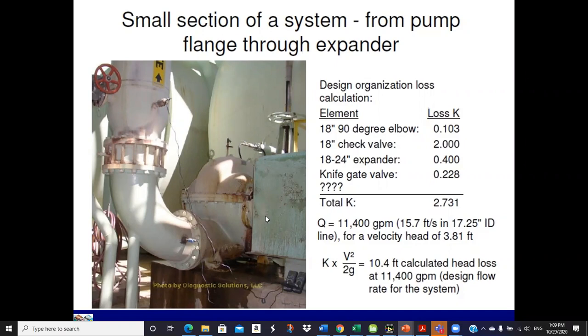Okay, so the flow was 11,400 GPM, which is 15.7 feet per second in a pipe of 17.25 inch ID for the line. That makes the velocity head 3.81 feet. So the summation of the K's times the velocity head equals 10.4 feet calculated head loss at the design flow rate for the system.